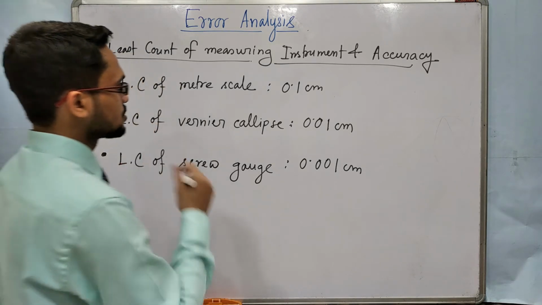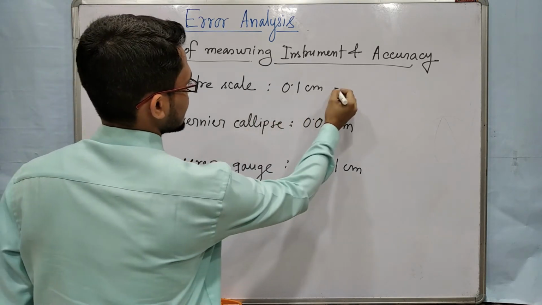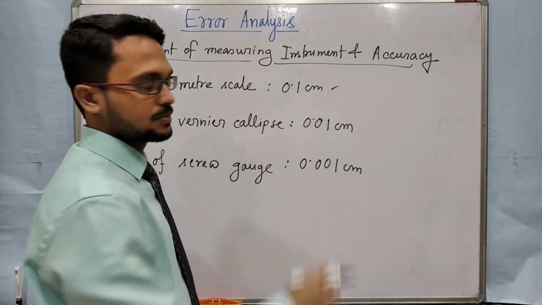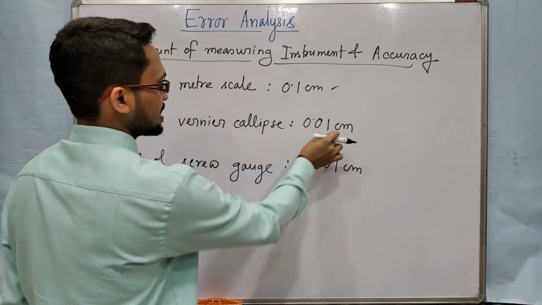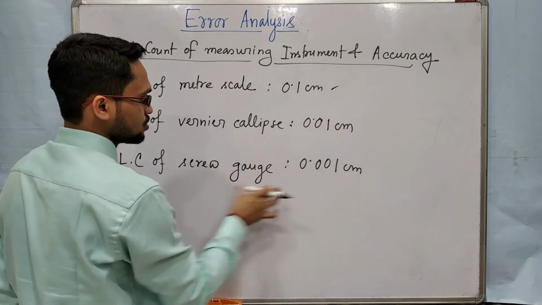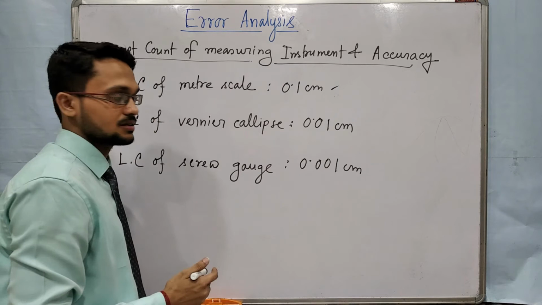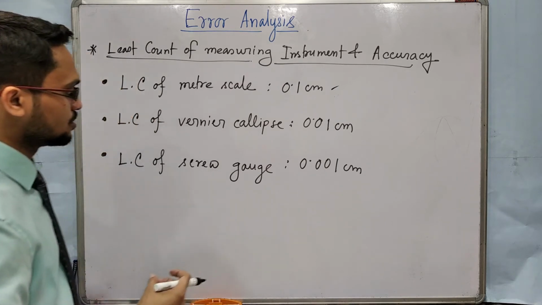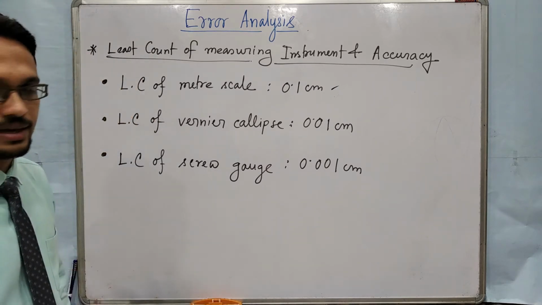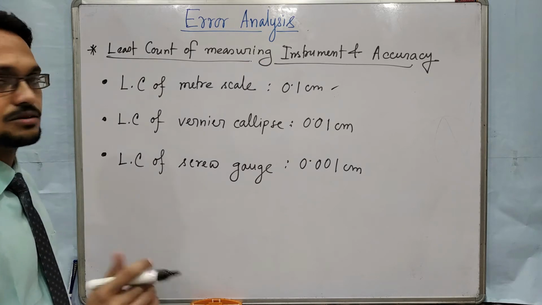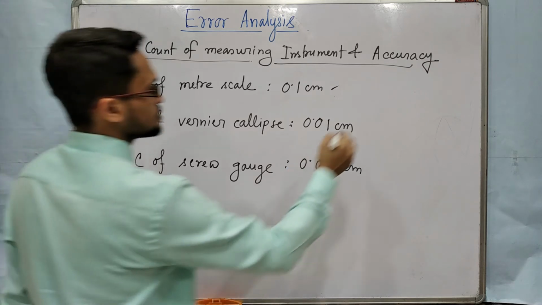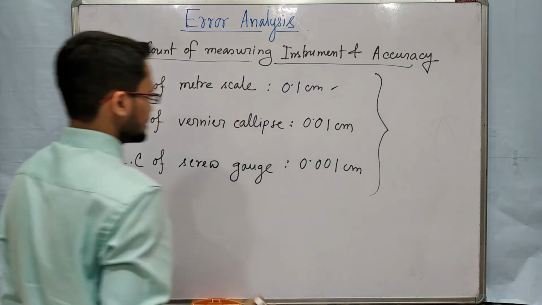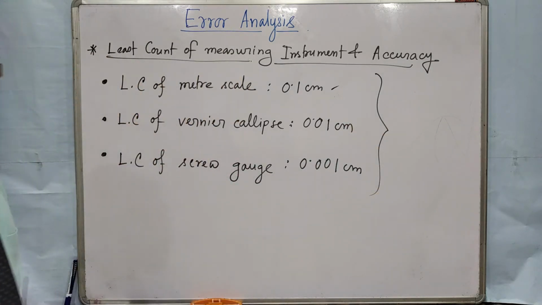Okay. So here in meter scale it is 0.1 centimeter. So up to this value we can measure up to 1 decimal place. In vernier calipers we can measure up to 2 decimal places. In screw gauge we can measure up to 3 decimal places. So the smaller the least count is for an instrument, the smaller the value we can measure using that instrument. Okay. So whenever you are using this kind of instrument, the least count will be the absolute error for that measurement.